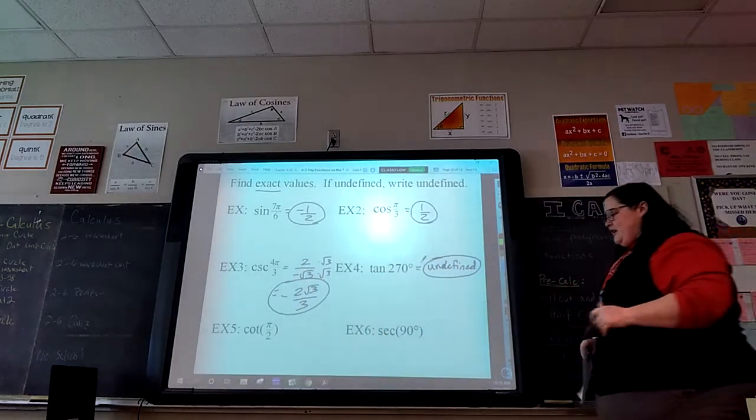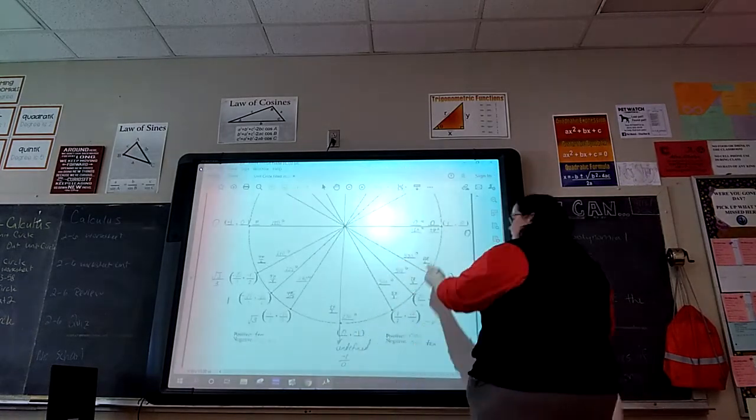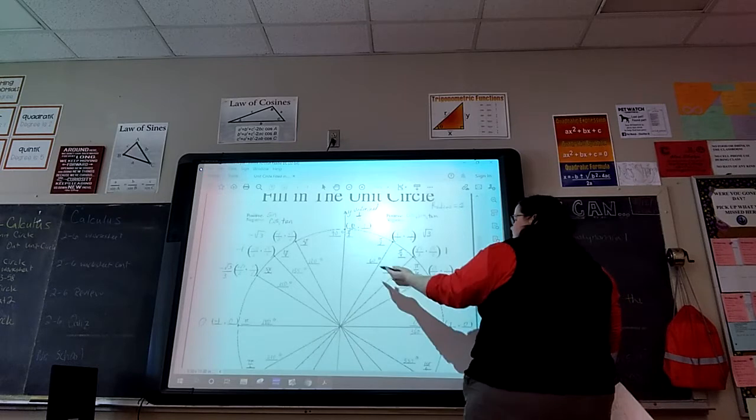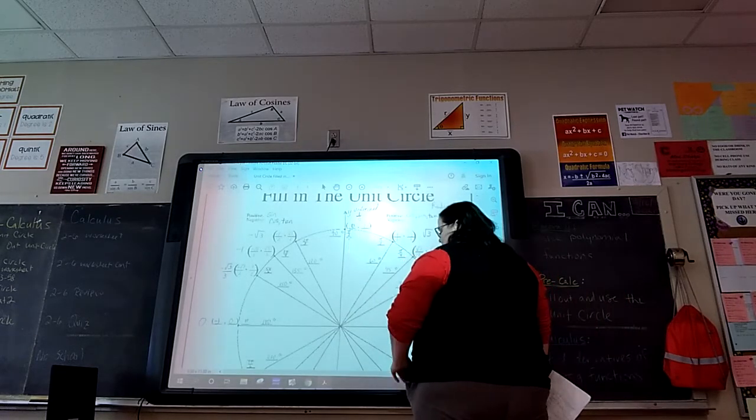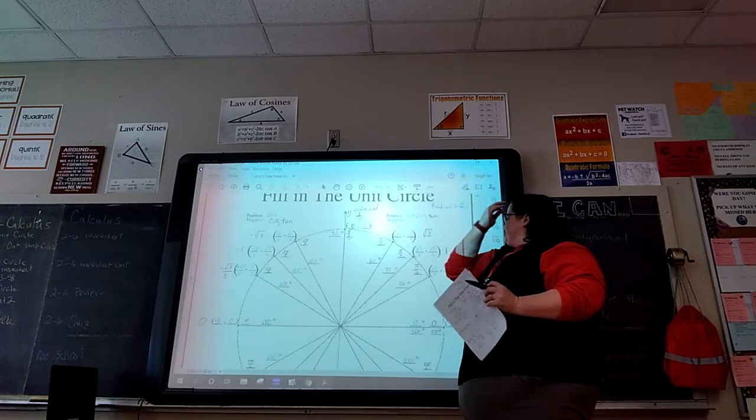Okay. Let's do these next two real quick. So pi over 2. So we go to our charts. So pi over 2 is up here. Okay. And we're looking for cotangent. Where are we going to find cotangent?